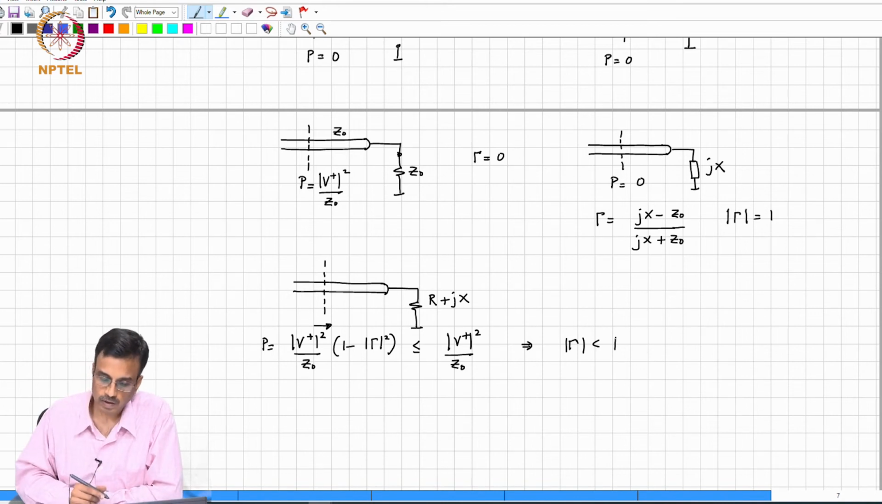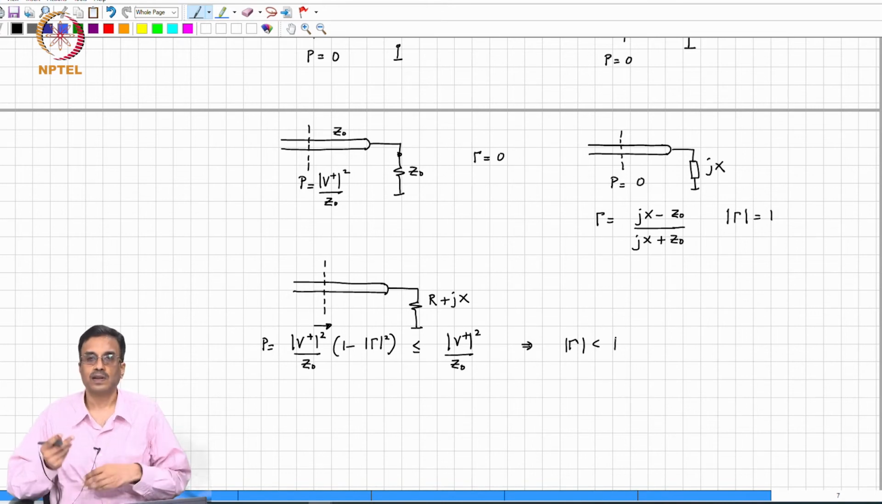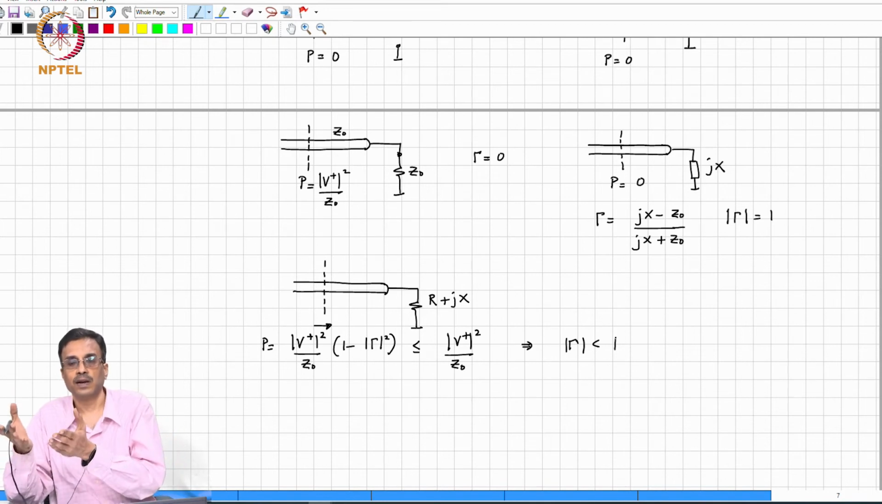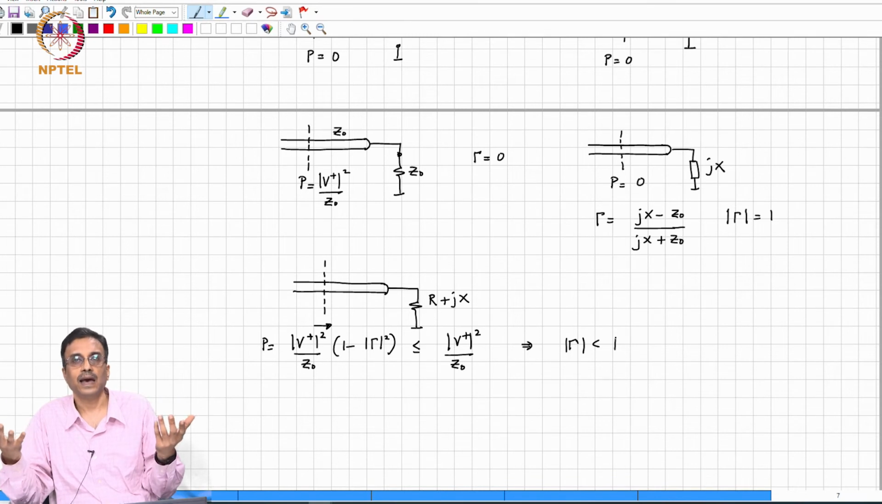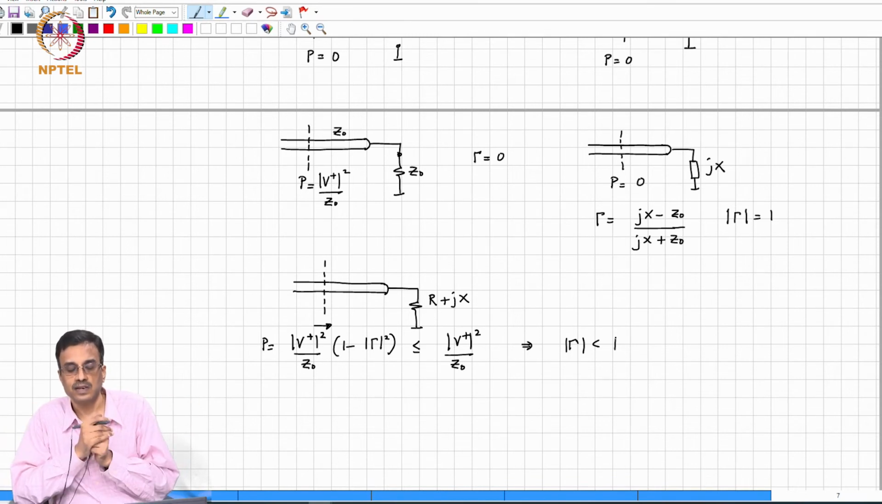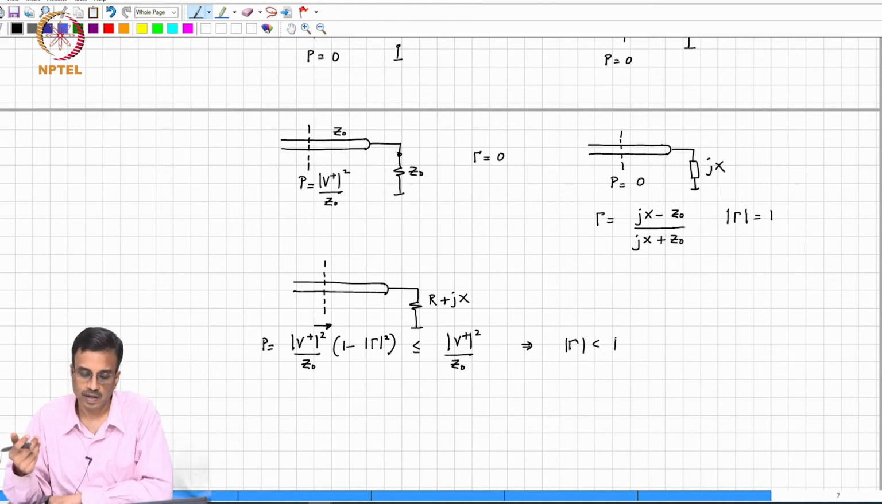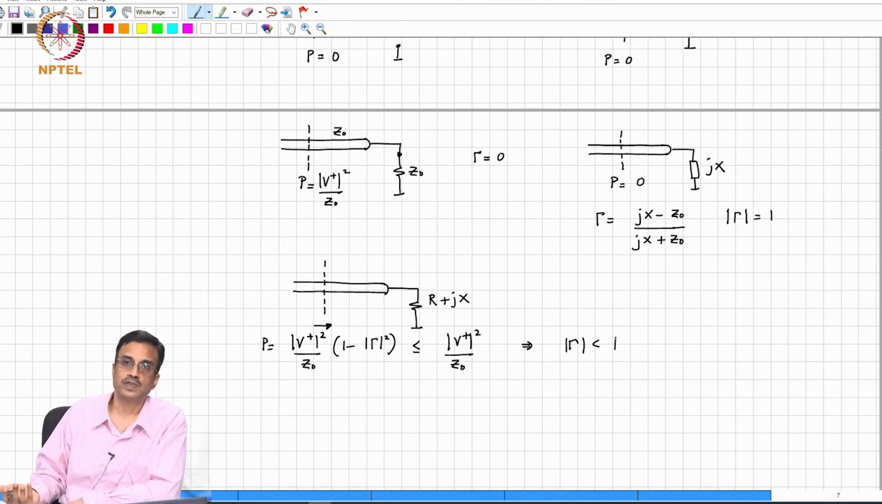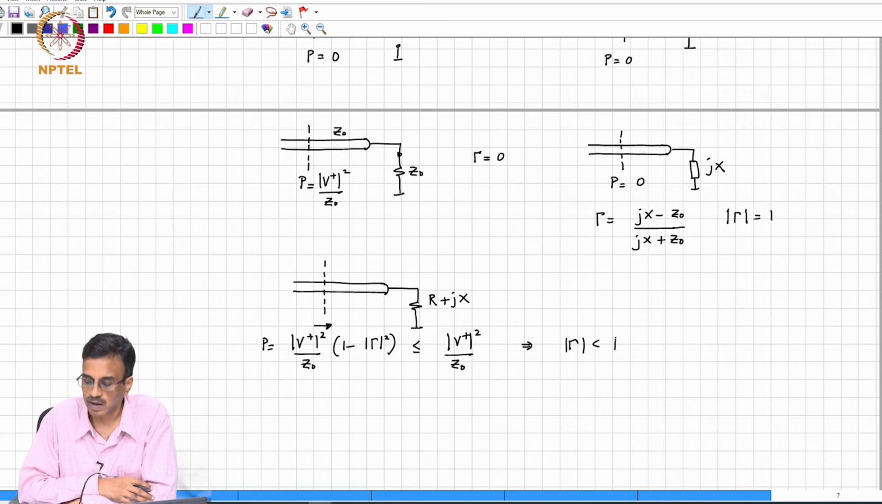Okay. So, basically all that is saying is that the power that's being dissipated in the resistor, on the resistor part of the impedance, cannot be greater than the power that's incident in the first place. So, this means that the reflection coefficient must be less than 1.